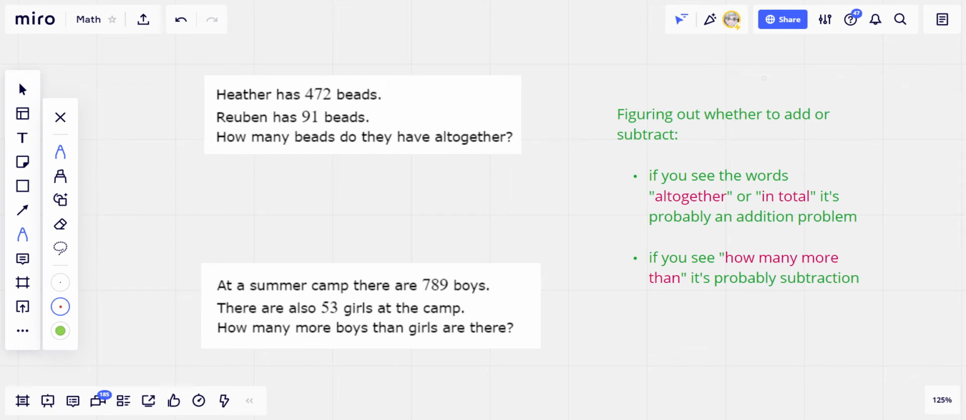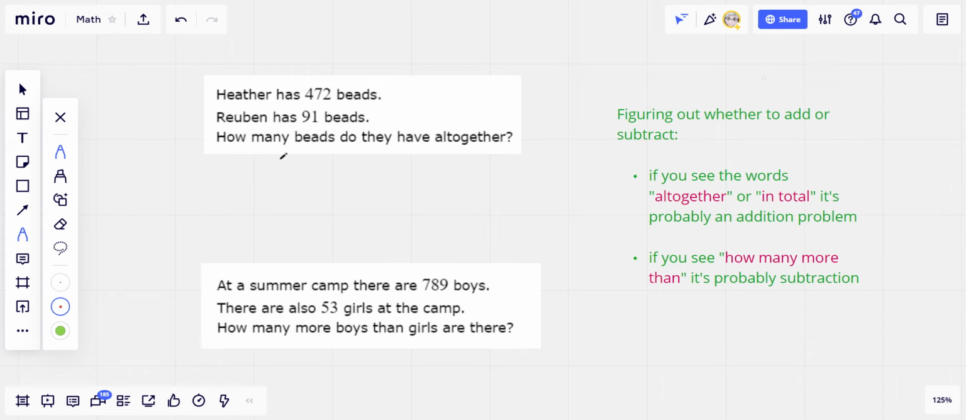So that's addition. If you see a phrase like this, how many more does this person have than that person, or how many more of this are there than of that, that's a difference or subtraction. So for example, here it says at a summer camp there are 789 boys, there are also 53 girls. How many more boys than girls are there? You're going to subtract the number of girls from the boys, and what you get, the difference, will be how many more boys there are. So those are the phrases you should be keying into.